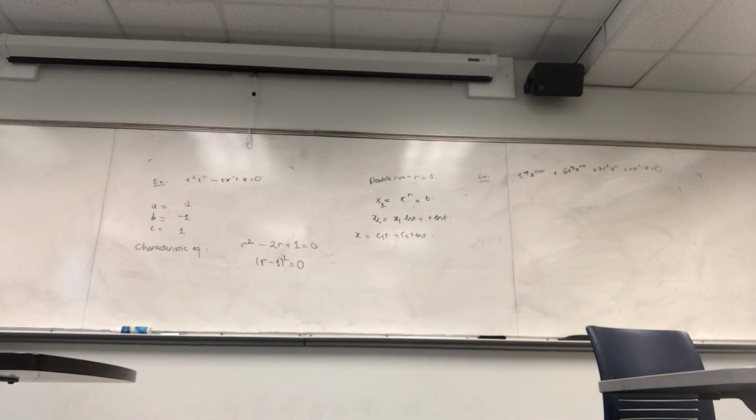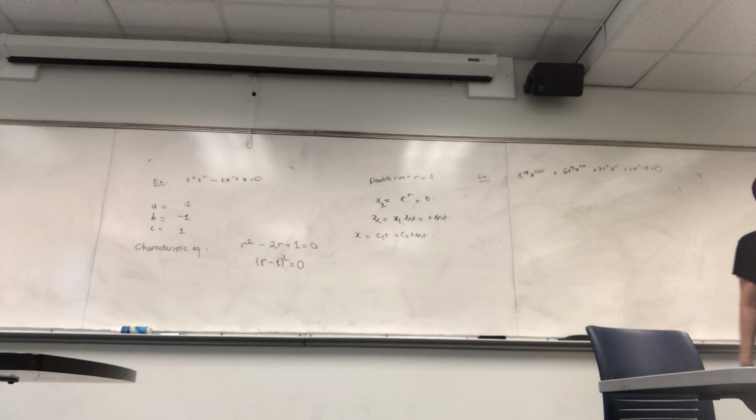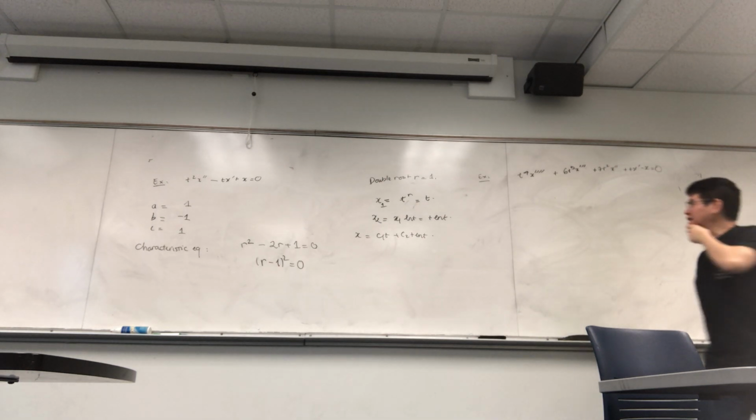So if we let x be of the form t to the power of r, if we take the derivative of x in that form 4 times, and then substitute back into the original equation, we should cancel out the t's and end up with the characteristic equation. So here you still use the same special solution, right?